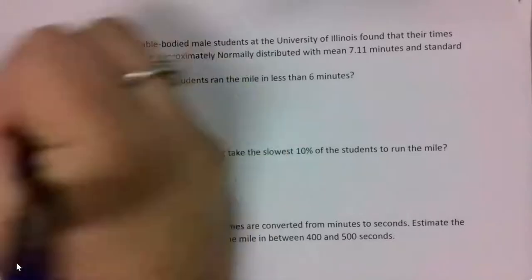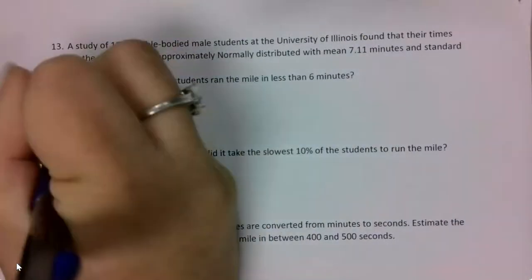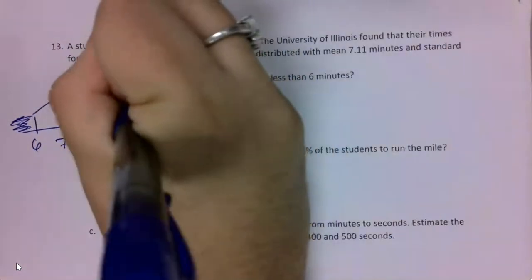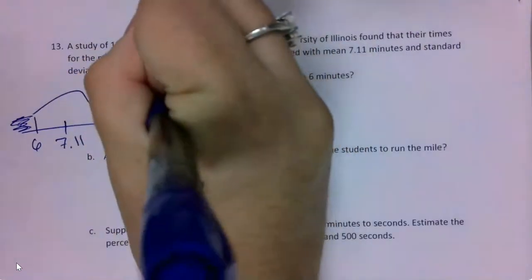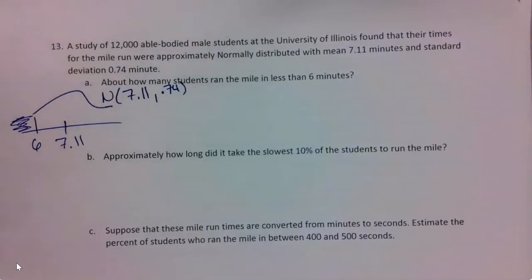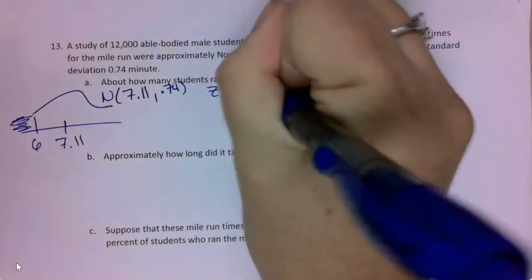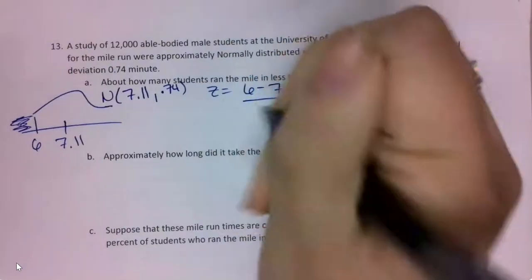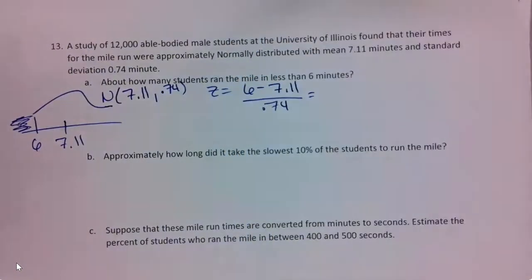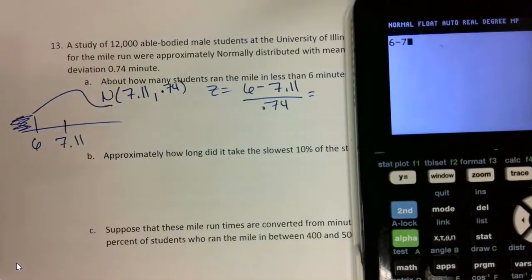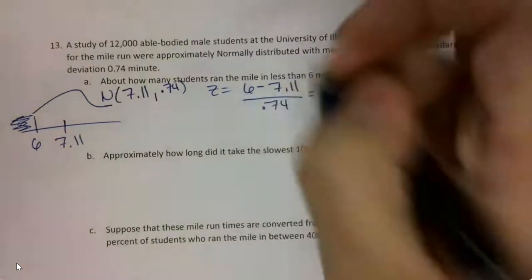So I want to sketch this out. I'm going to have my mean of 7.11. 6 is over here. I want students less than this, so I'm going to shade there. And then I'm going to label. So I'm going to have N, 7.11, and my standard deviation is 0.74. Then I want to go ahead and find my z-score. So I'm going to do 6 minus 7.11 divided by 0.74. I want to figure out the z-score on my calculator, which gives me negative 1.5.